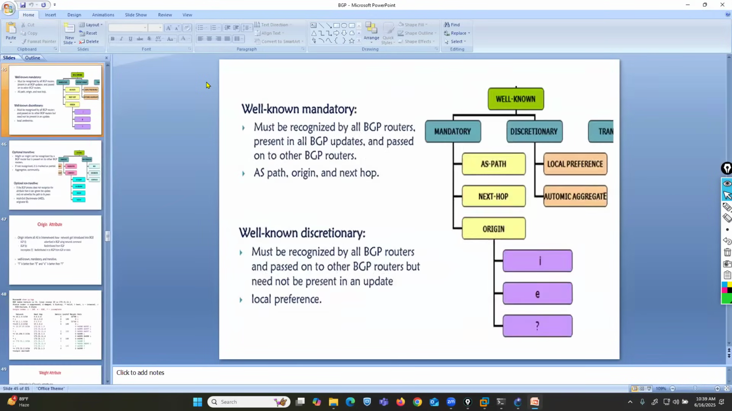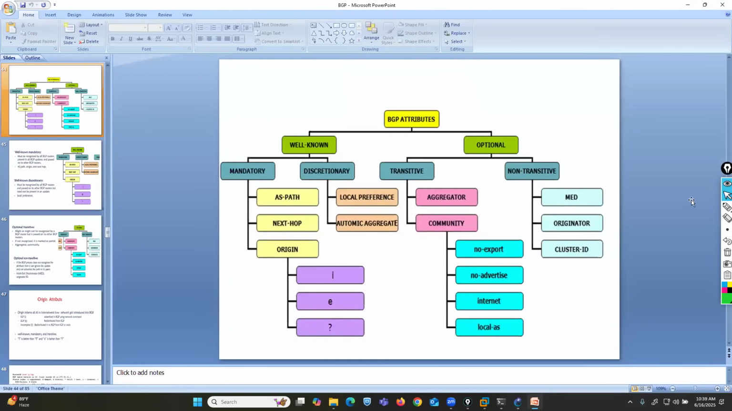So in BGP attributes, we completed our AS path discussion. In well-known attributes, we completed the well-known mandatory attributes: AS path, next hop, and origin. Remember?